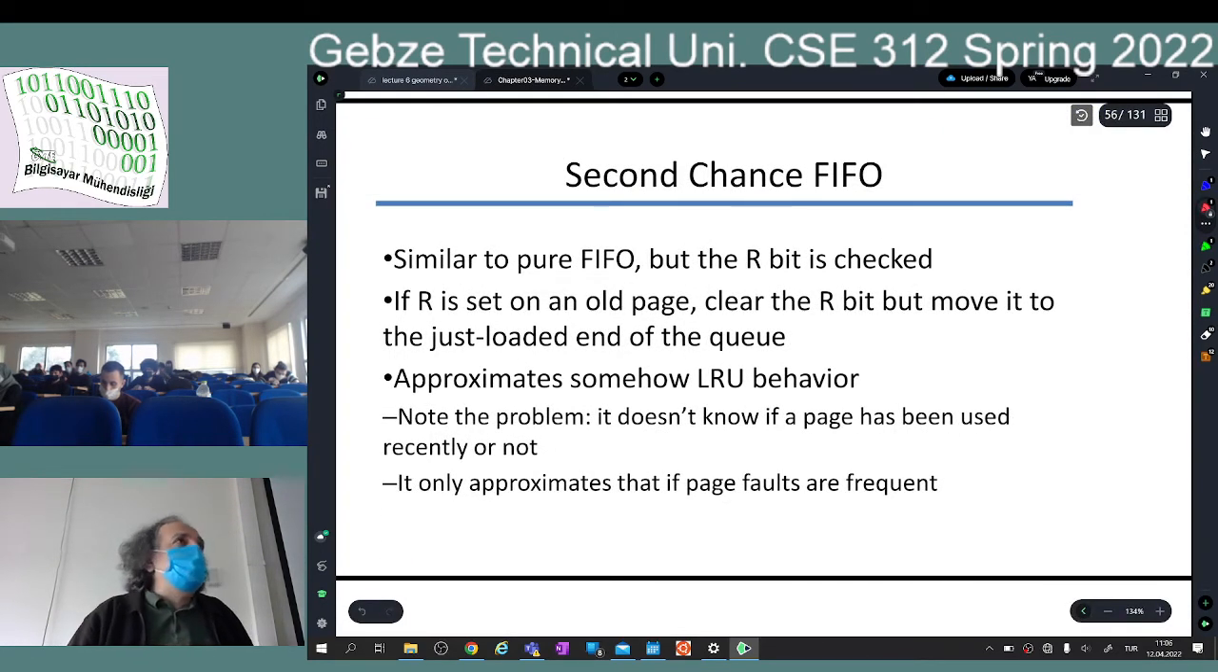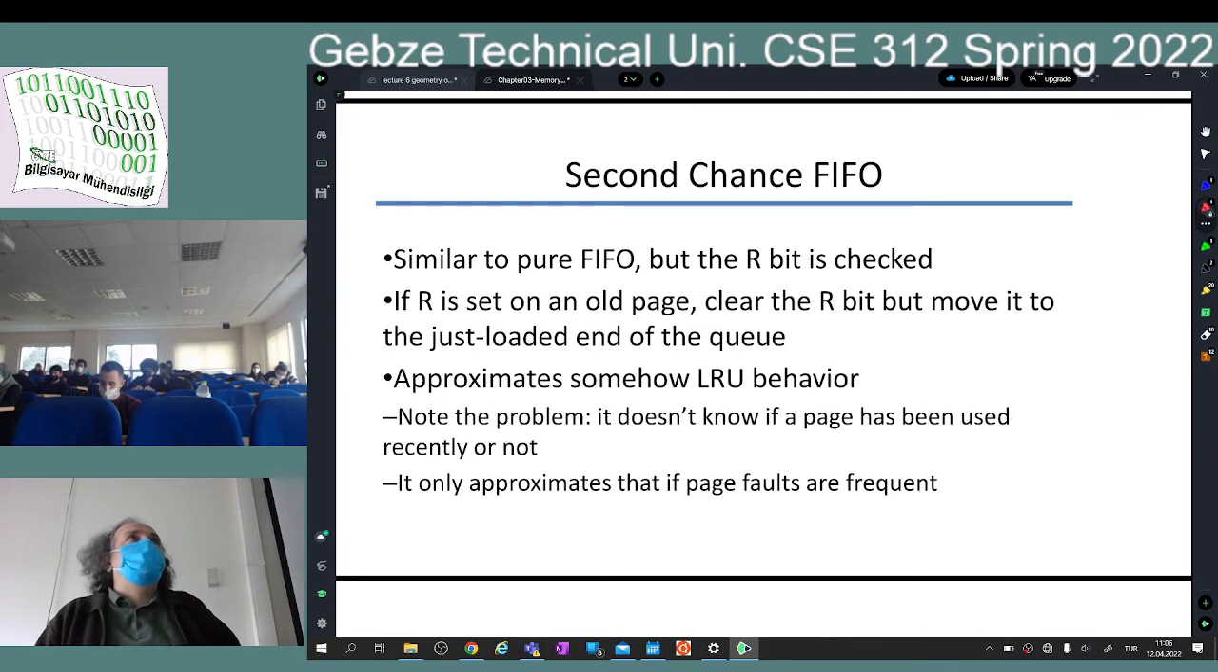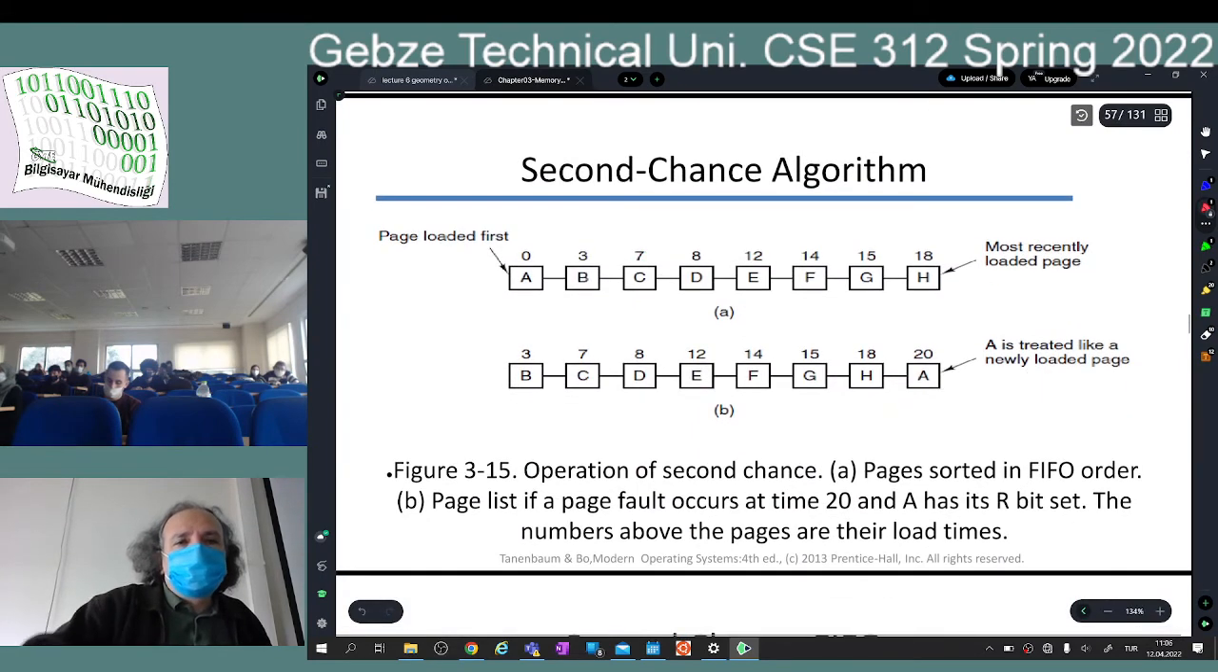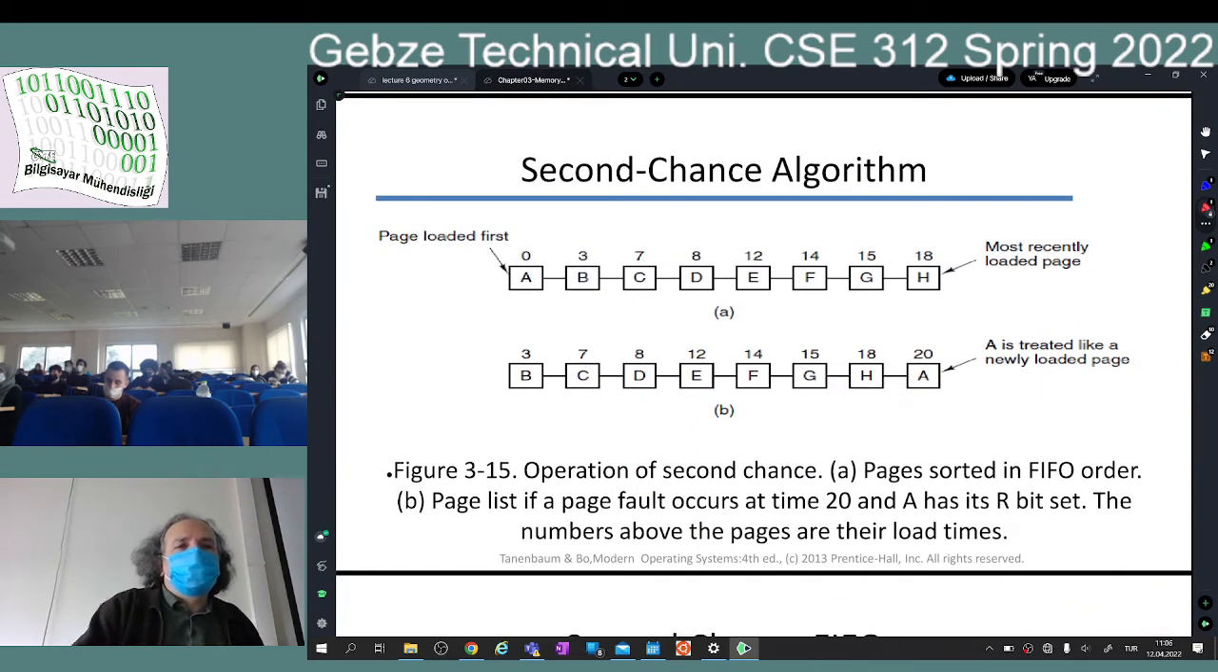Well, that's a very dangerous case actually. If all the R bits are 1, that's probably because everybody is using these pages. Probably I'm going to thrash, and we'll talk about what thrashing is. Good. Okay, so this is the second chance algorithm. If A has R bit 1, I would put it at the beginning again, clear the R bit, and it goes that way.